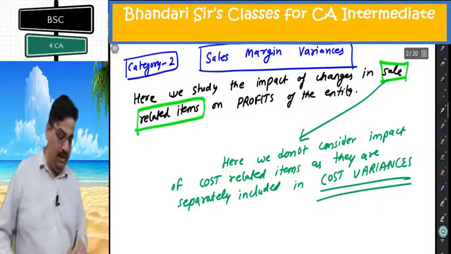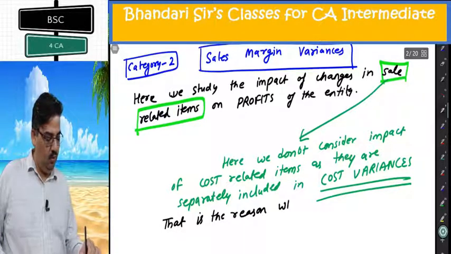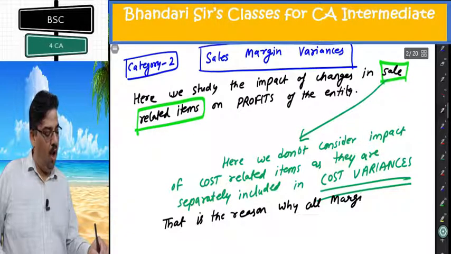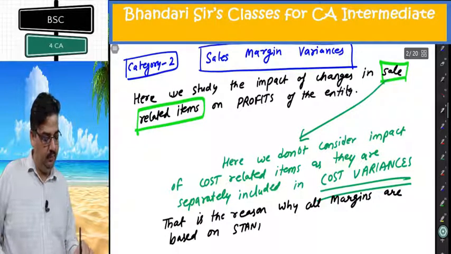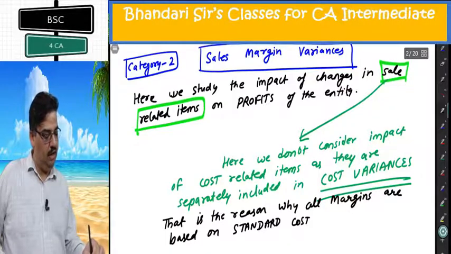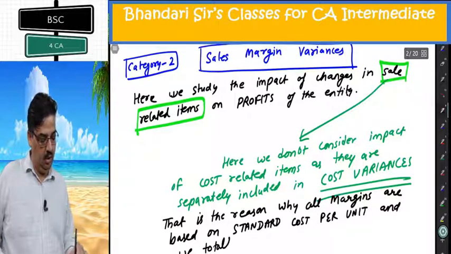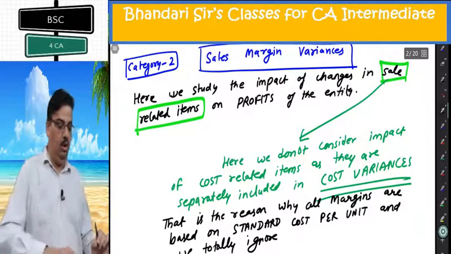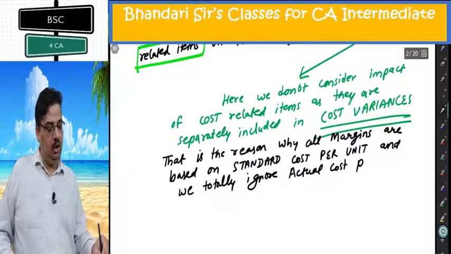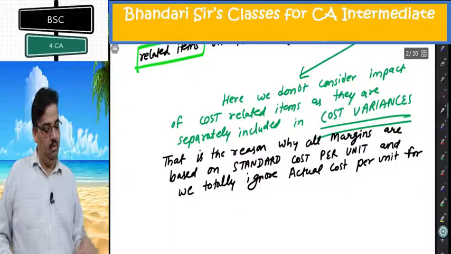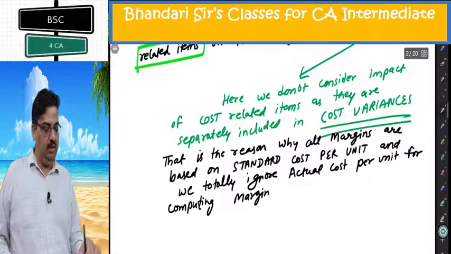So the reason I am giving you every reason now. That is the reason why all margins are based on standard cost per unit, and we totally ignore actual cost per unit for computing margin variances.